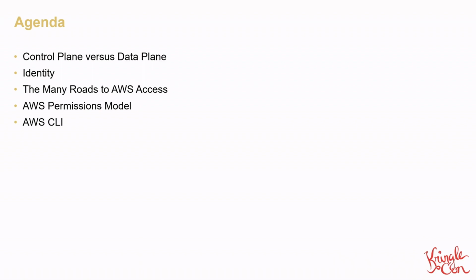So we're going to talk about control plane versus data plane, what they are, why they're important, and we'll spend most of our day really working in the control plane. We'll talk some about identity, and you can decide whether or not it is the new perimeter. We'll look at different ways to get to AWS, the web console, the CLI, and some others. We'll go through the interesting set of rules that govern how the AWS permissions model works, and we'll spend some time in the AWS CLI. And hopefully that will help you get a little farther along in Alabaster's terminal.